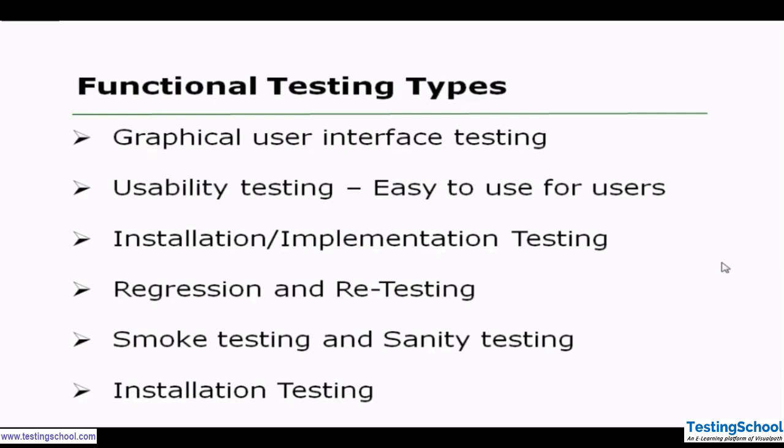If we are installing Java, then what we generally do, we double click on the exe file and on the next screen it automatically takes the C users path, like C program files Java. So this is all checked in the installation testing, like if the proper path is getting picked. Then we have the regression testing and the retesting.